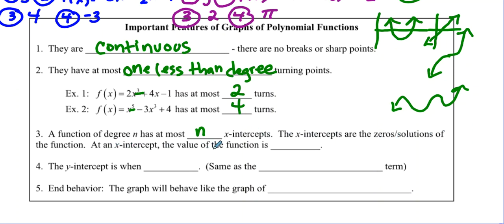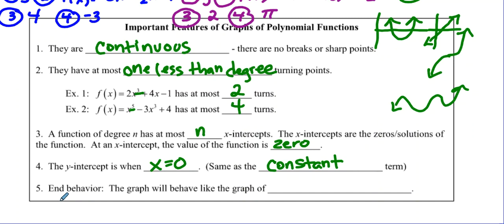At an x-intercept, the value of the function. So let's think about that. That would be the y value. So the y value at the x-intercept is always 0. And the y-intercept happens when, let's look at this, the x is equal to 0. And that will be the same as the constant term, because when you put 0 for all your x's, the only thing that's left is your constant term.